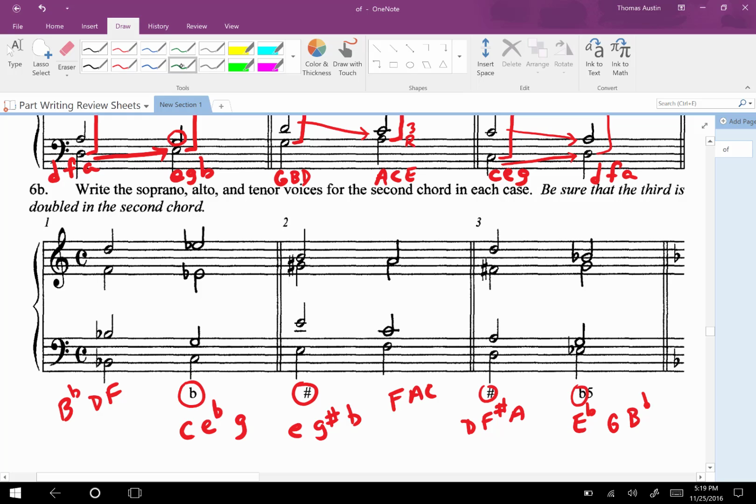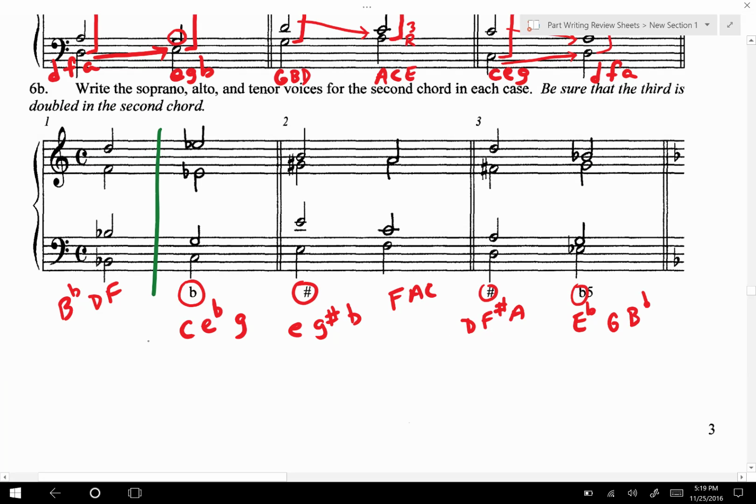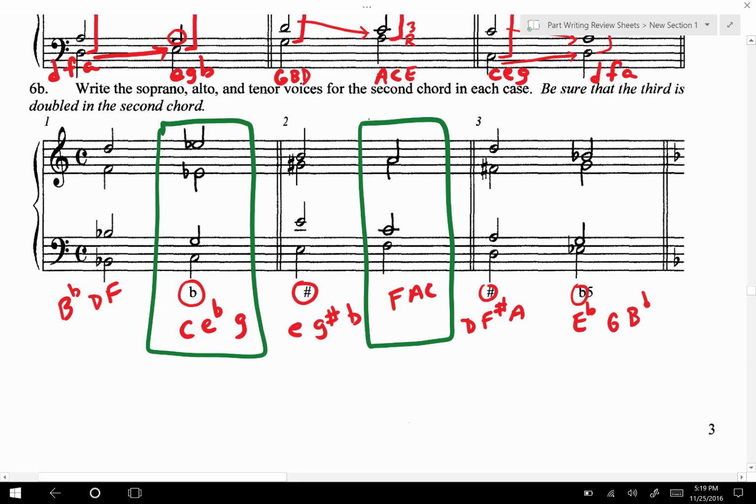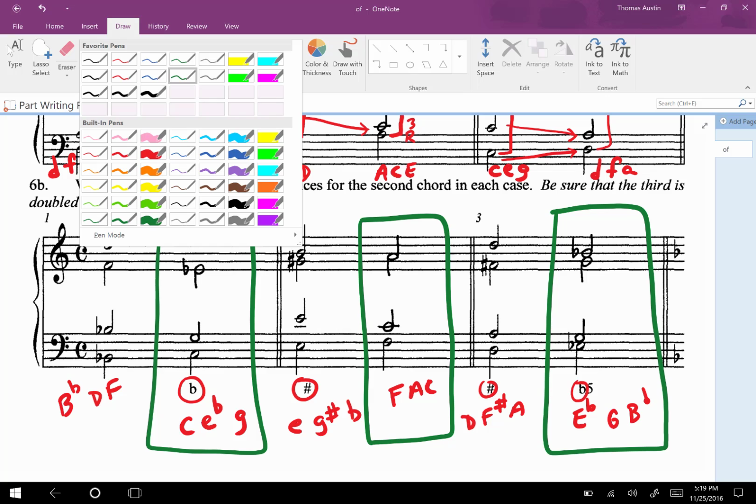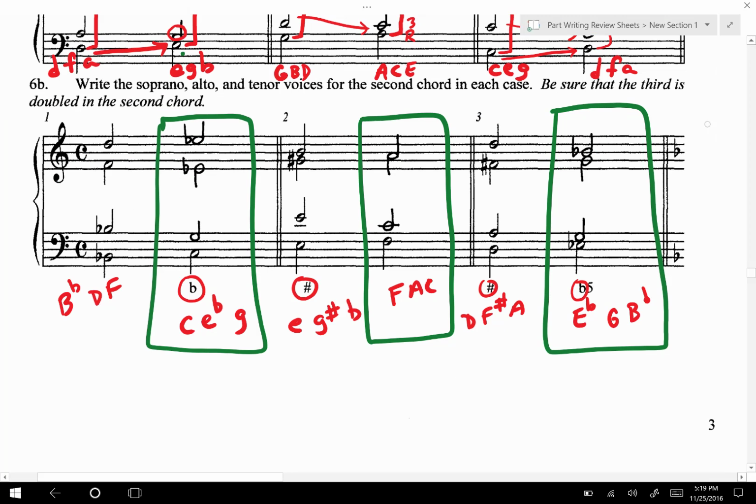So now, in all of these triads that I'm boxing, we need to make sure that we double the third. Let's go with blue. So I'll take my blue pen and I'm going to figure out that the bass moves up by the interval of a second in all three examples.